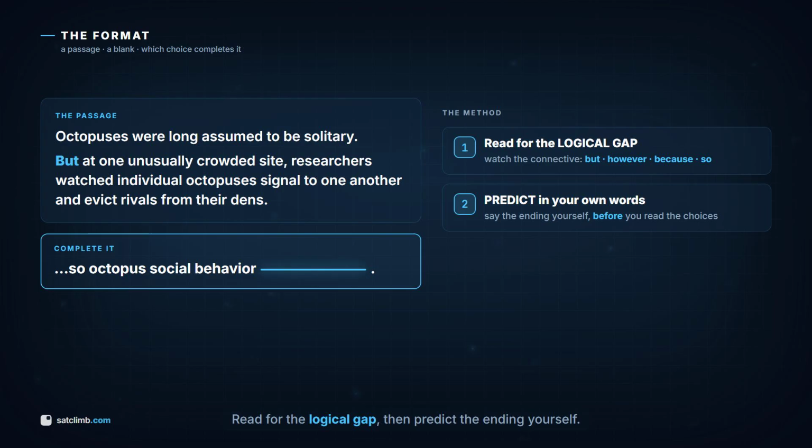Here's one. Octopuses were long assumed to be solitary, but at one unusually crowded site, researchers watched them signal to one another and evict rivals from their dens. So octopus social behavior blank.